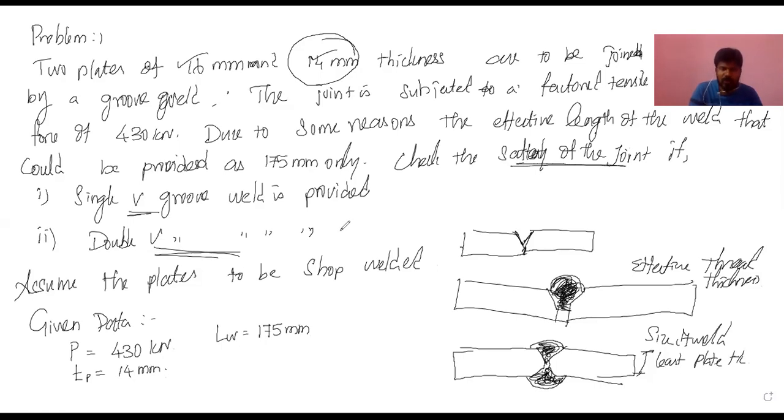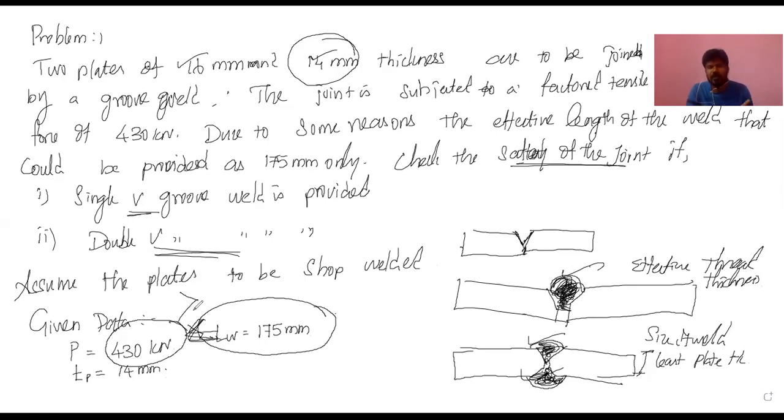Okay, now we are going to find out the strength of weld for the length of 175 mm, with respect to single V groove and double V groove. If the weld strength value is more than this 430 kilonewton, then it is safe. Okay, if it is lesser than that, then the strength is not adequate to handle this load. Okay, that we are going to find out now. So let us move on to the problem. I am going to erase this. Now let us move on to the problem resolution.